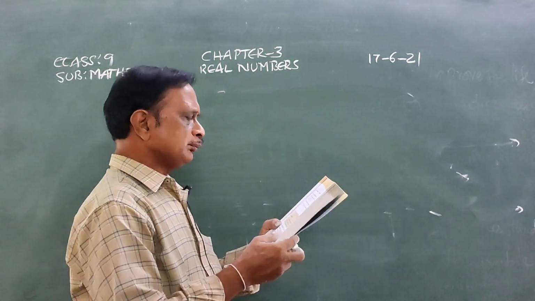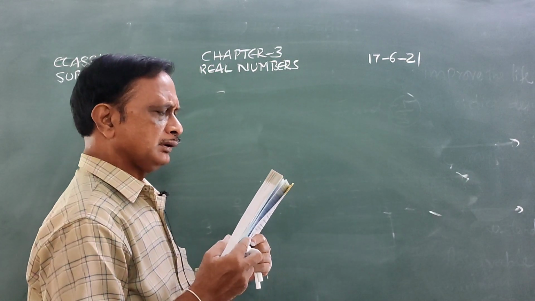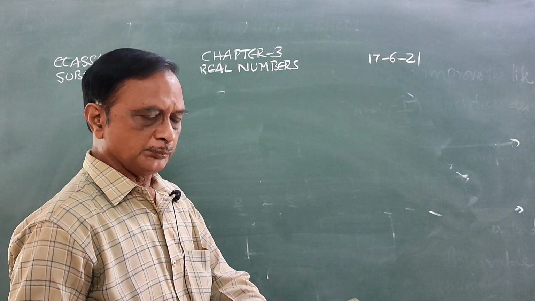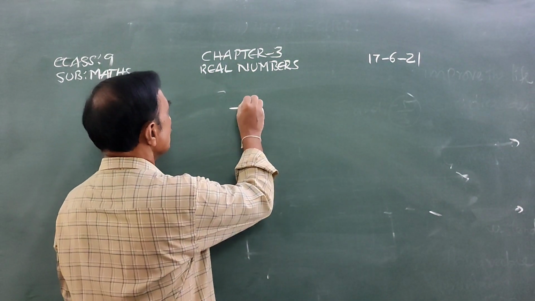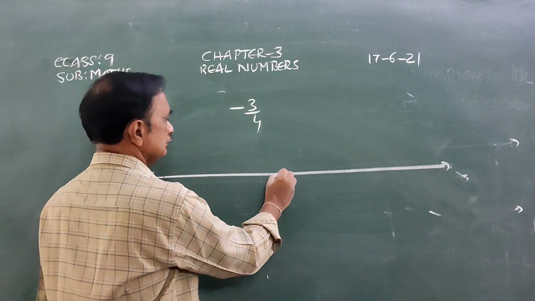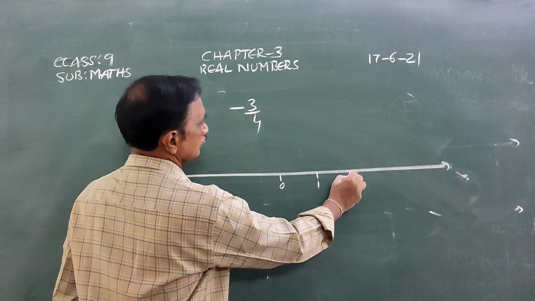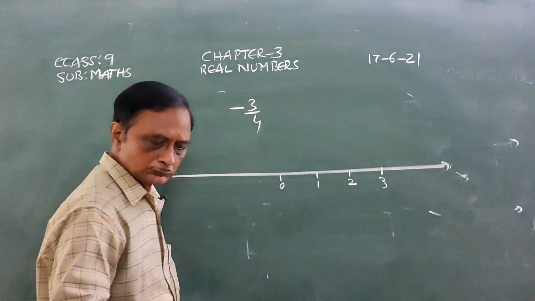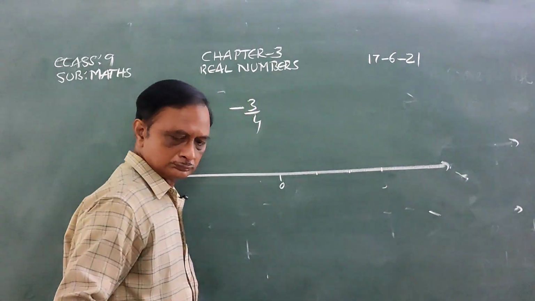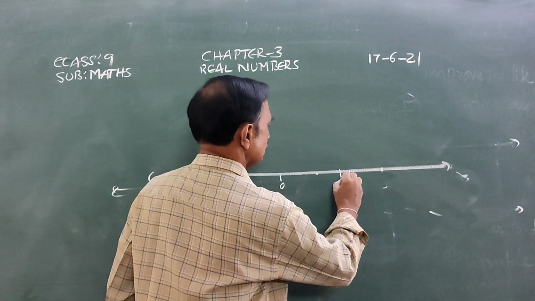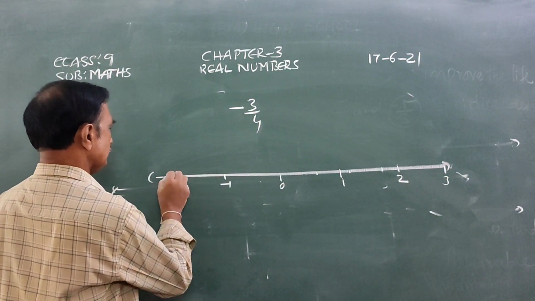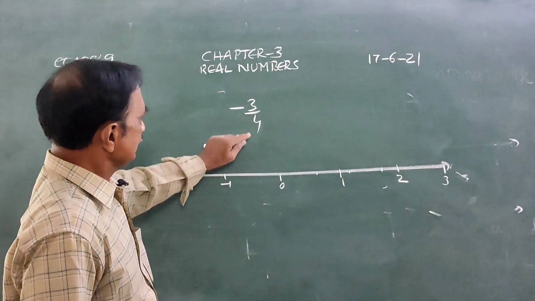Represent minus 3 by 4 on the number line. Page number 3, do this. First problem, represent minus 3 by 4 on the number line. Draw the number line 0, 1, 2, 3, or you will take greater distance. Here minus 1, minus 2 and so on. What is the denominator here?